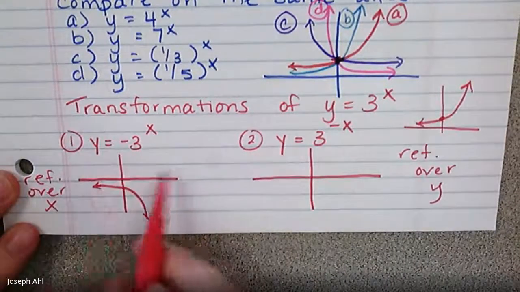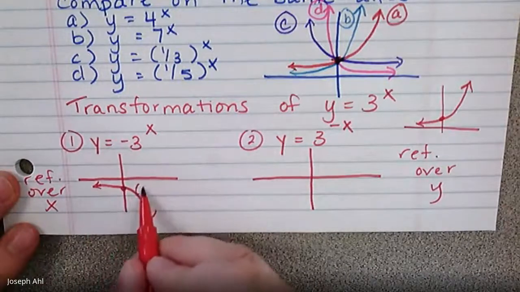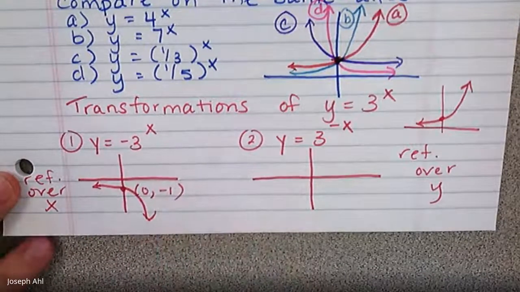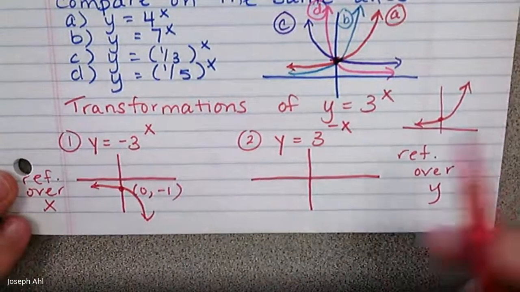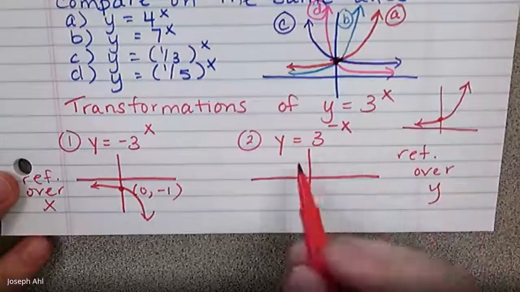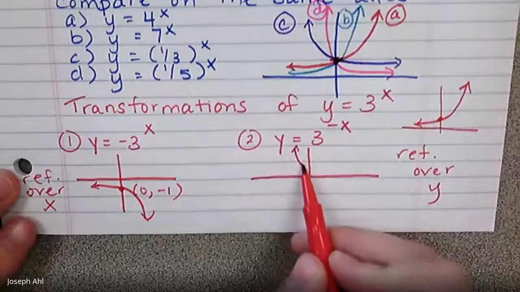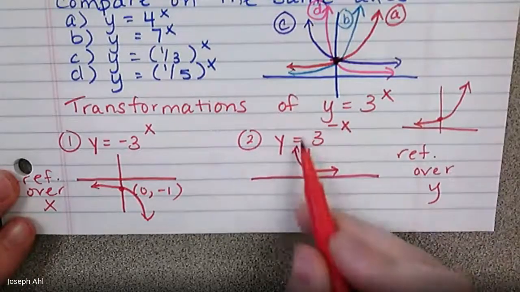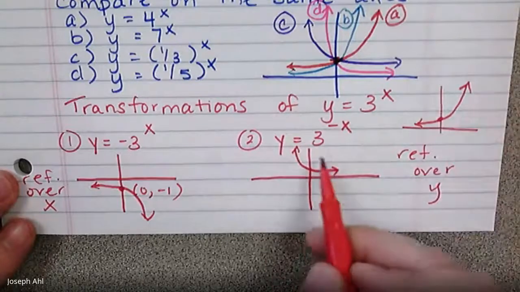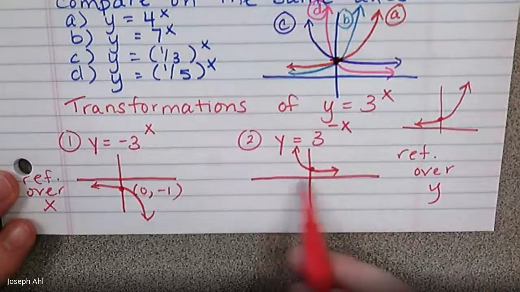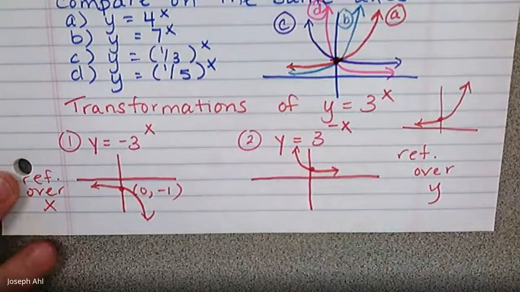Still y equals 0 as the horizontal asymptote, by the way. But now we have a y-intercept at -1. Like I said, for 3, the negative x is going to flip it over the y-axis. So now you're going to get a graph that's decreasing as opposed to a graph that was increasing. The y-intercept stays in its spot. Horizontal asymptote is the same.